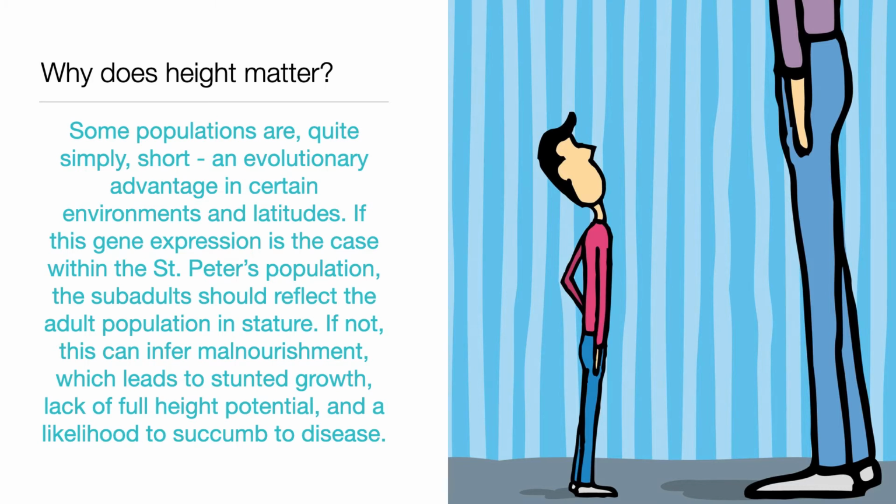But why does height matter? Some populations are quite simply short, an evolutionary advantage in certain environments and latitudes. If this gene expression is the case within the St. Peter's population, the subadults should reflect the adult population in stature. If not, this can infer malnourishment, which leads to stunted growth, lack of full height potential, and a likelihood to succumb to disease.